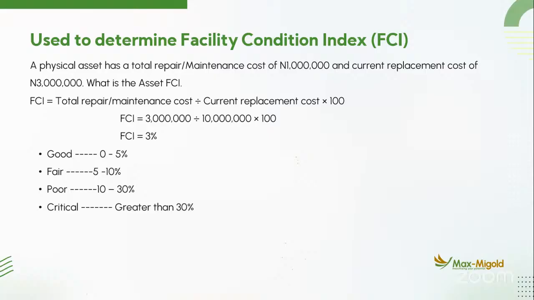So when you do your calculation and you have 0 to 5%, it tells you that that asset or that facility is in good condition. When you have 5 to 10, it is fair. When you have 10 to 30, it is poor. But when you have anything greater than 30%, that means that asset is in its critical state and there's no amount of maintenance, repair, renovation, renewal that can sustain that facility or that asset. So the best you can do is to go for an outright replacement.